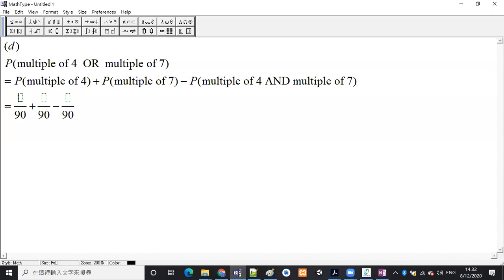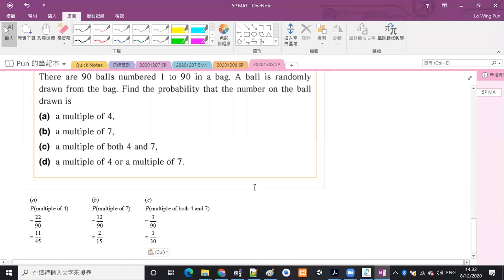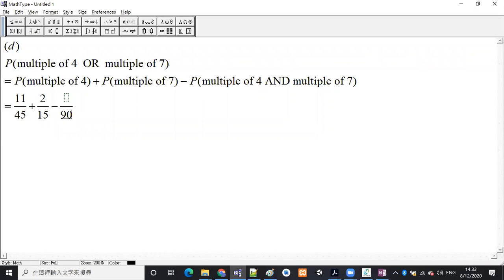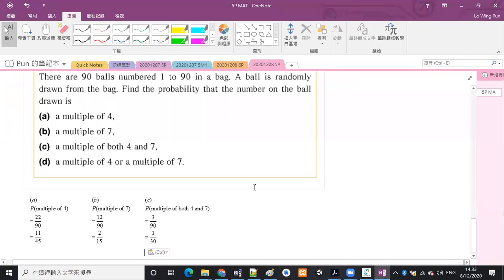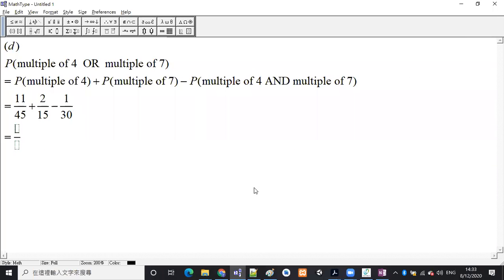But actually we have already found these, right? We don't need to use 90 again, because parts A, B, and C are all done. Can you see this? Multiple of 4 is 11 over 45, multiple of 7 is 2 over 15, and at the same time a multiple of 4 and 7 is 1 over 30. Then you just use the calculator and you'll find that it should be equal to 31 over 90. So that is the answer.